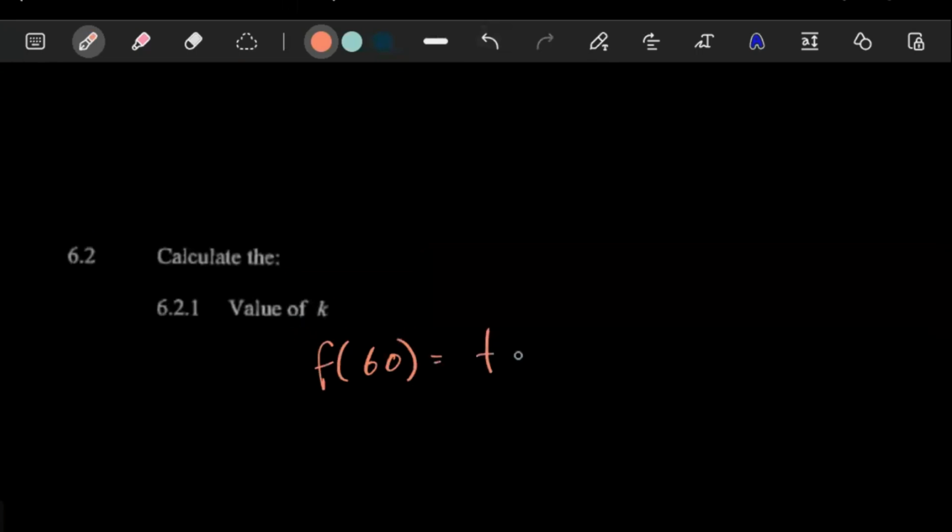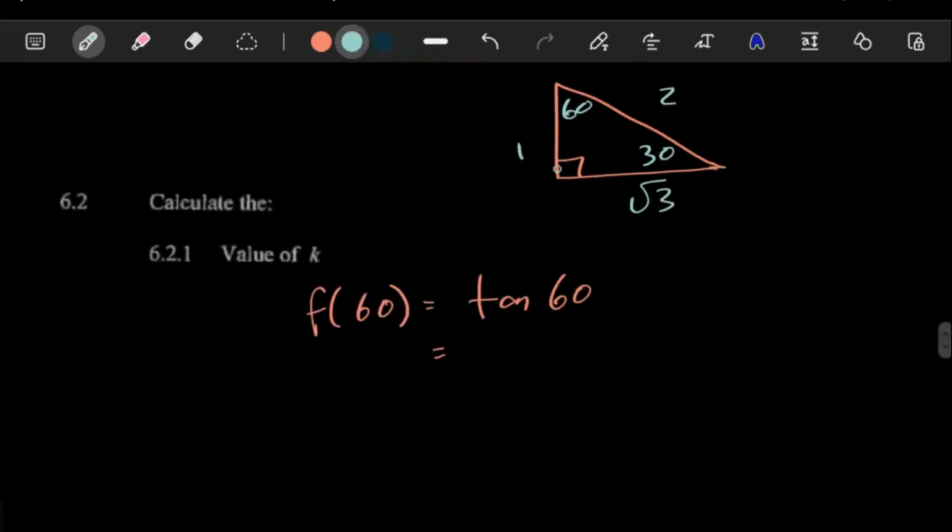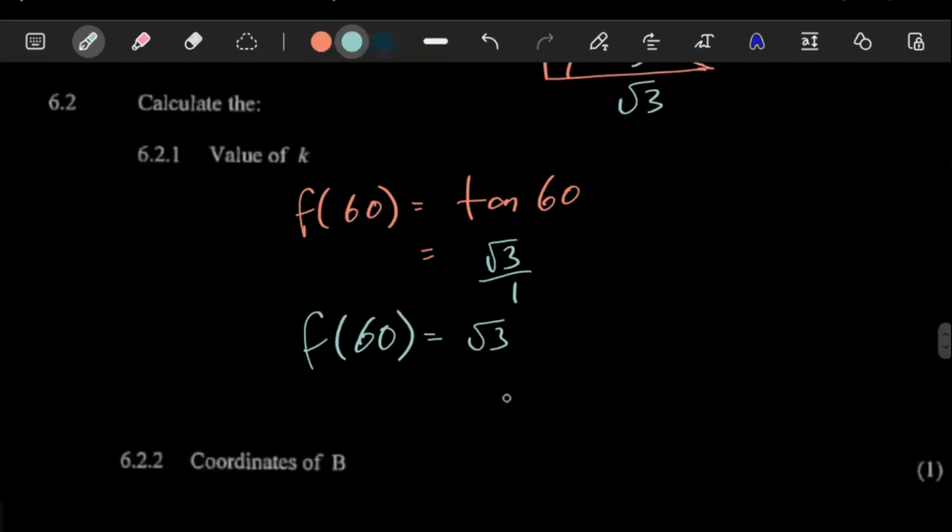This is just going to be tan 60. Let's see what we have here. This is like 30 and 60. 30 is like 1 and 2 and square root of 3. Tan is opposite over adjacent, which is square root of 3 over 1. It's practically just square root of 3. There we go. So therefore the value of k is equal to square root of 3.